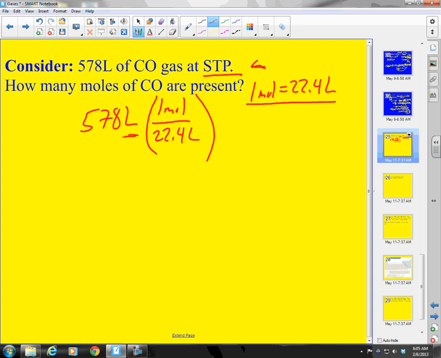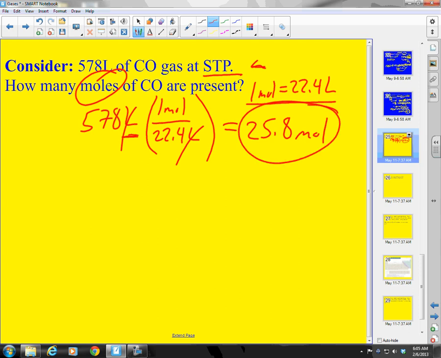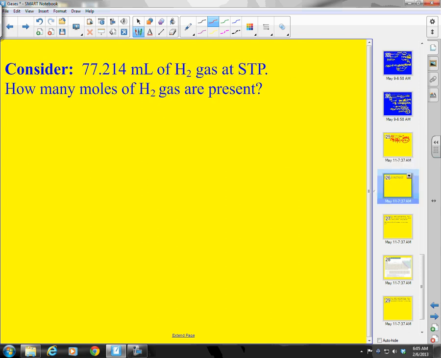Because they gave me liters this time. In the previous problem I showed you, they gave us moles. So we want to use the proper conversion factor, right? My liters cancel, and I'm left with moles. So I take 528 divided by 22.4, and my answer is 25.8 what? Moles. There we go. Excellent. Piece of cake. You guys do the next one.